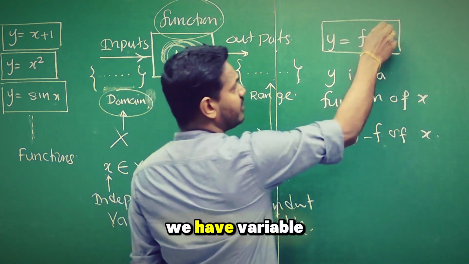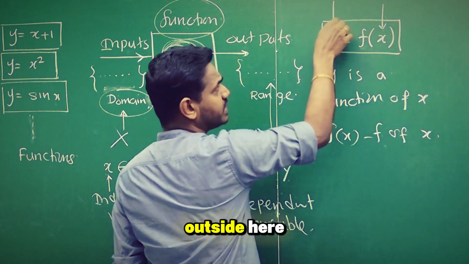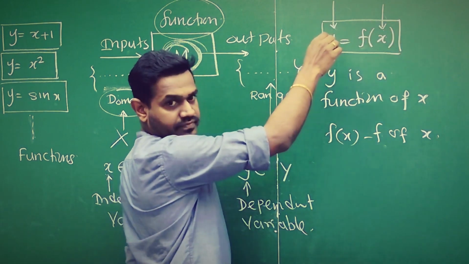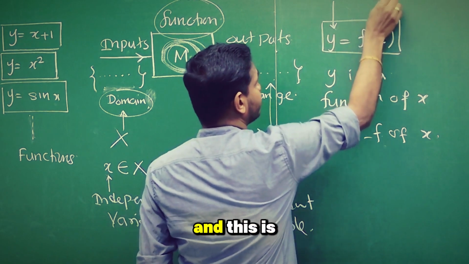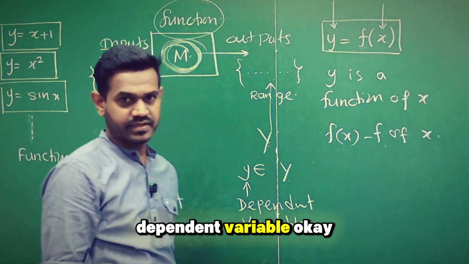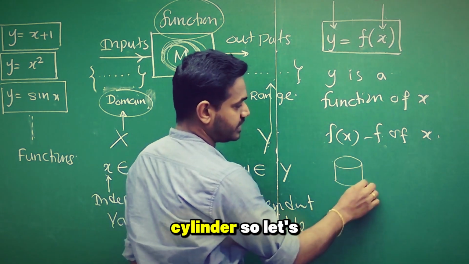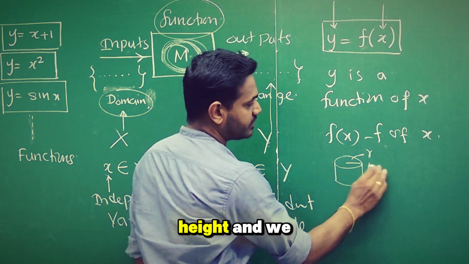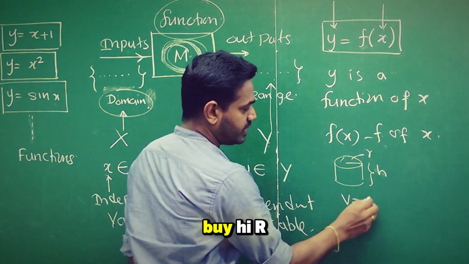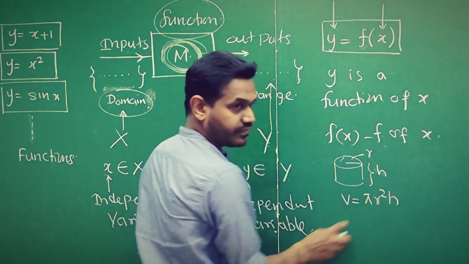Now you identify, we have a variable inside here and we have a variable outside here. Then here input variable, here output variable. Then this is called the independent variable and this is called the dependent variable. Okay? And you think about some function like, you consider a cylinder. So let's say here radius, let's say here height. Then we know this volume we denote by pi r squared h, no? This is also a function.